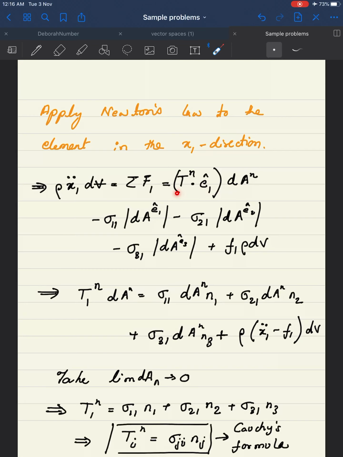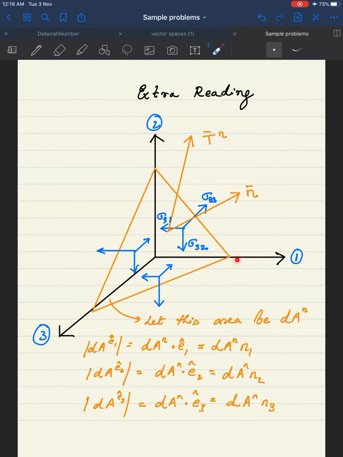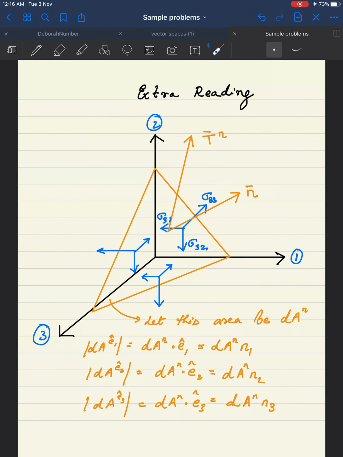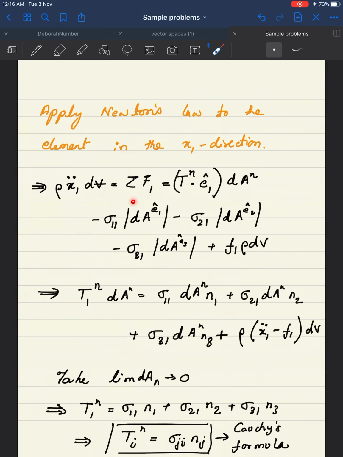So this is the force that is acting on this randomly oriented face, and then you have the stresses that are acting on the other faces, but for that you have to multiply by the corresponding area to get the net force, right? And then this is the body force again. By the way, this is again the volume, so I should do that again here, right?